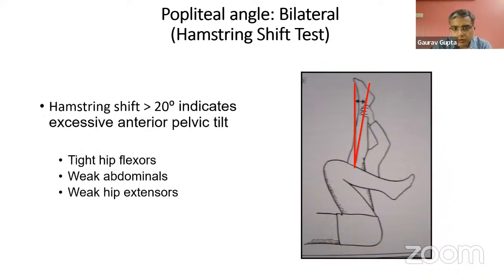If this shift is more than 20 degrees, it tells that there is excessive anterior pelvic tilt, which is mainly due to tight hip flexors, weak abdominals, and weak hip extensors. So usually they have poor core muscle strength as well. And even after doing hamstring lengthening, they have difficulty in standing and walking because of poor core. So you can prognosticate these things by checking the unilateral and bilateral popliteal angle.